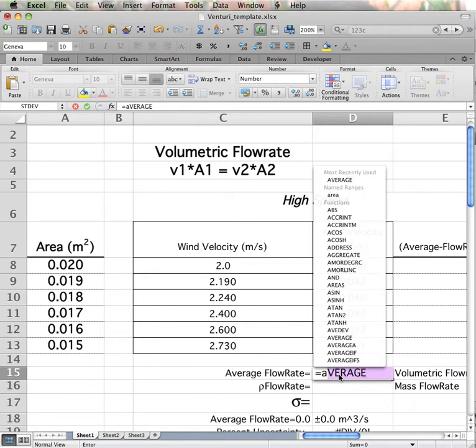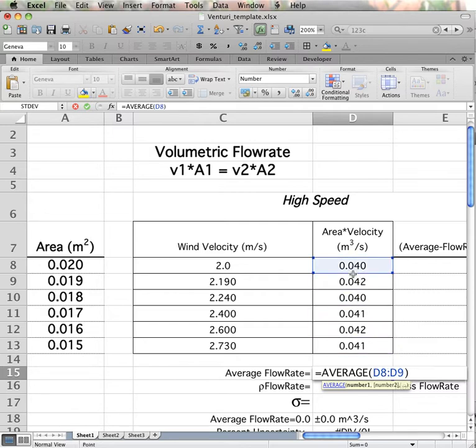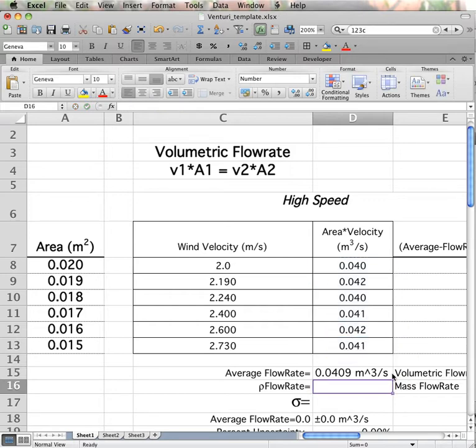Equals average. And as you start typing, it's giving you some choices. So we can just choose average, and it creates parentheses for us. So now we want to take these cells and highlight them. And it writes the reference, D8 colon through D13. So let me do that again. Open parentheses. I deleted that accidentally. I click on the first cell and drag down to the last cell, and it writes the reference. So there's my average flow rate, 0.0409 meter cubed per second. Okay, that's the volume per second, volumetric flow rate.